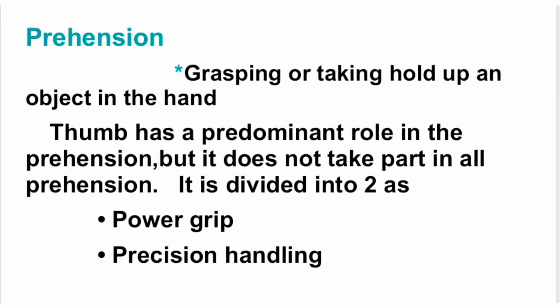Prehension: grasping or taking hold of an object in the hand. Prehension activities involve grasping or taking hold of an object between any two surfaces of the hand. These two surfaces of the hand mean holding an object between your fingers and the palm. The thumb may participate in certain prehension activities and may not participate in other activities. Prehension is divided into two: power grip, which requires the entire hand, a full hand prehension, and precision grip, which involves gripping only through the finger and thumb.